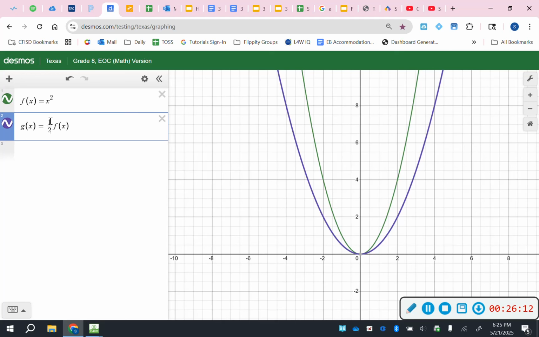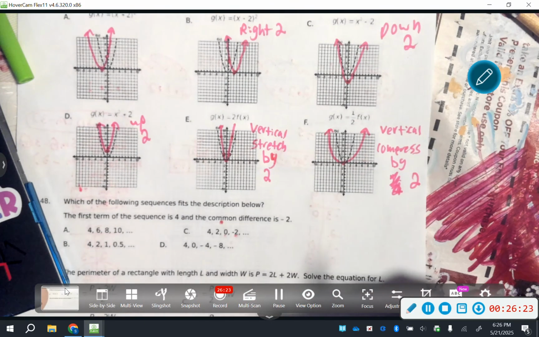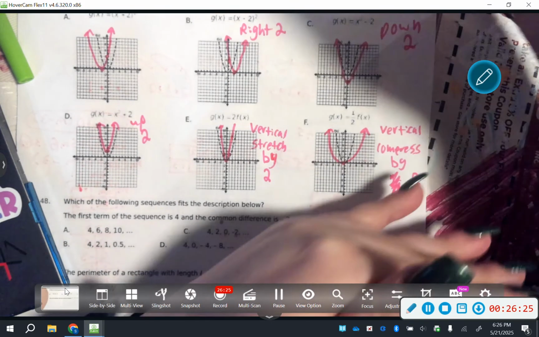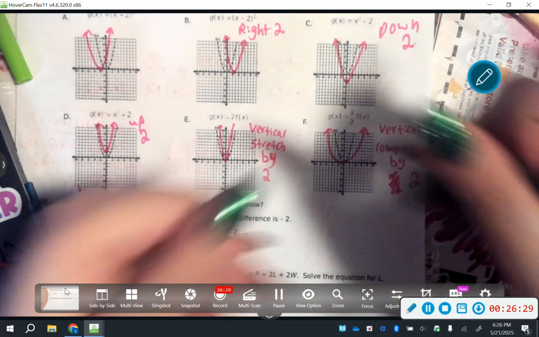Okay, we got a point at 0, 0, and we should notice that it got wider. You can kind of see I gave up on trying to pull points and just sketched a wider graph. So it was vertically compressed. I took it up and down and squished it.